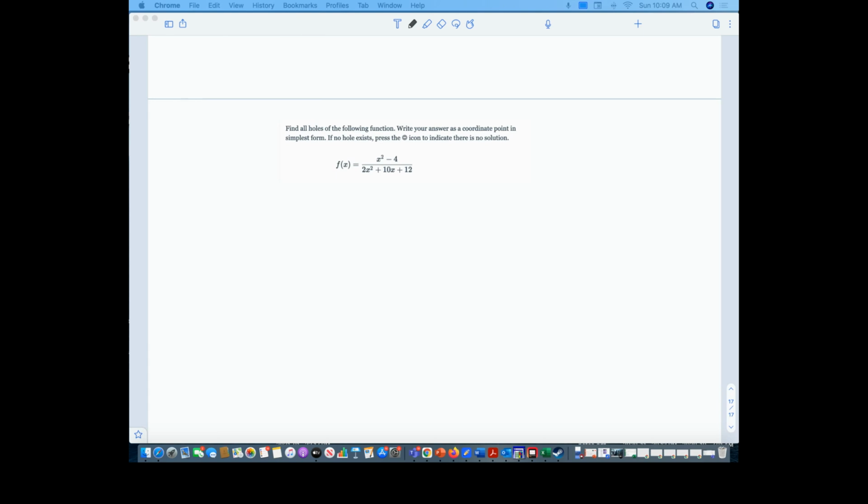All right, Precal, let's find all the holes of the following function. And I'm going to write our answers as coordinate points. Let's do this. So, again, the goal should be, if you're like, I don't know, factor.